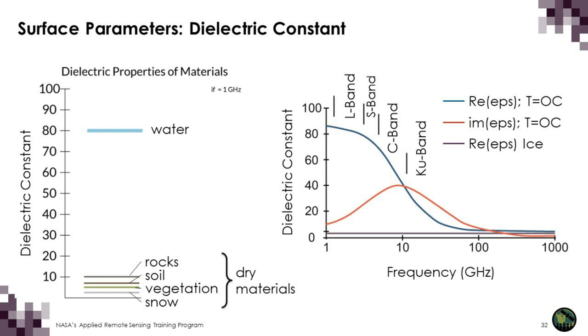And so that's why the signal penetrates much better when you have dry soil. It'll penetrate more through dry soils or through frozen or dry vegetation as opposed to wet soils or wet vegetation.